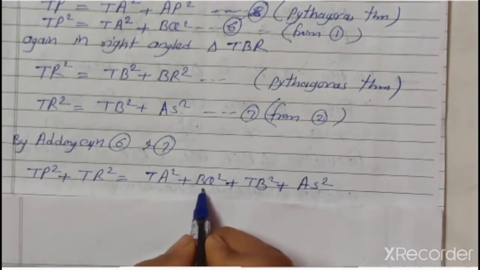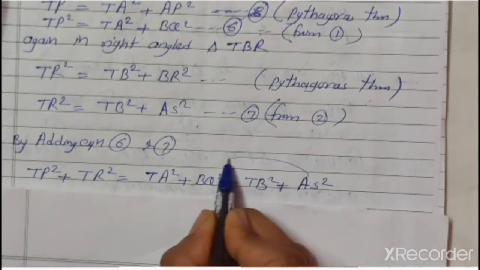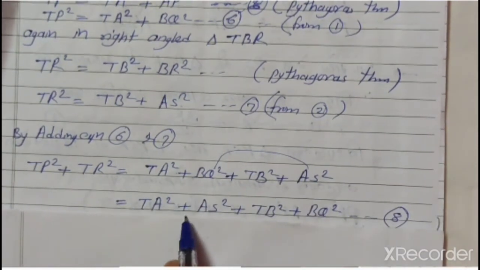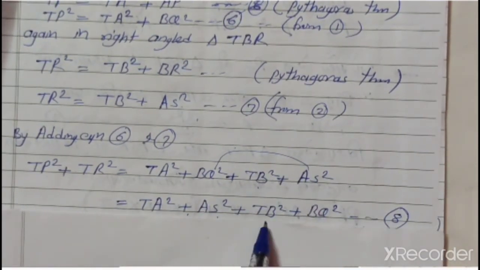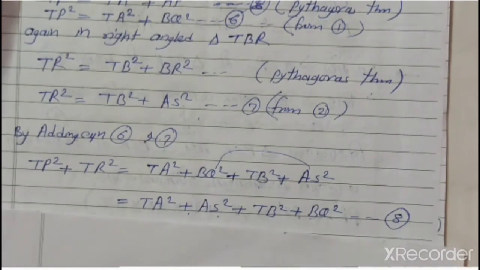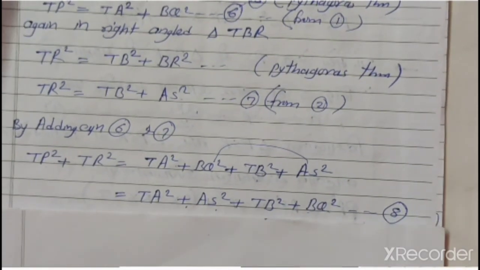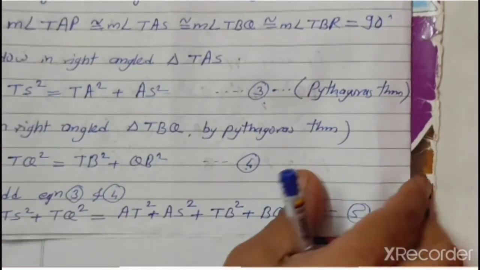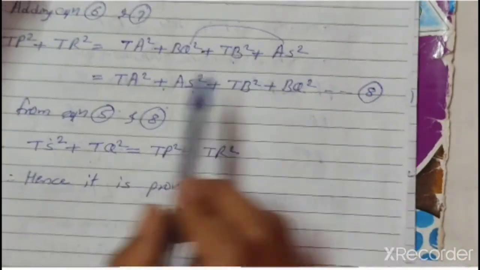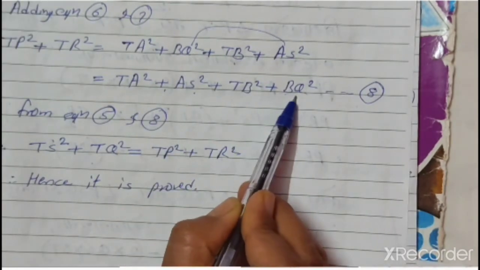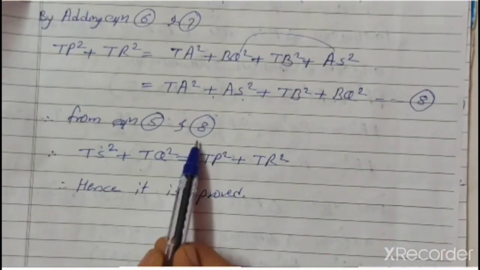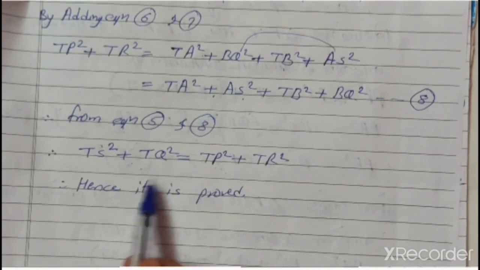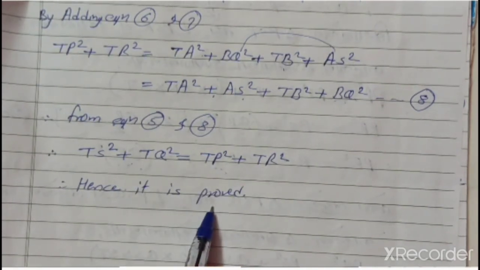Now I am just rearranging these terms. So this is the next step: TA square is equal to AT square plus TB square plus BQ square. This is equation 8, and this is equation 5. So both right hand sides are the same. From equation 5 and 8, these left hand sides are also the same. Hence our statement is proved.